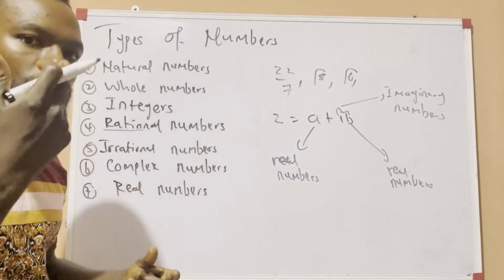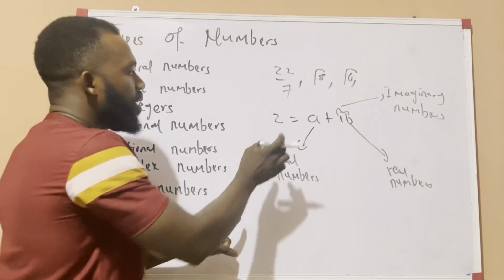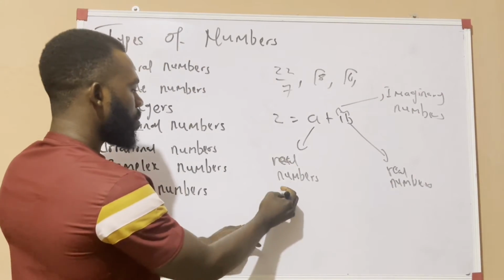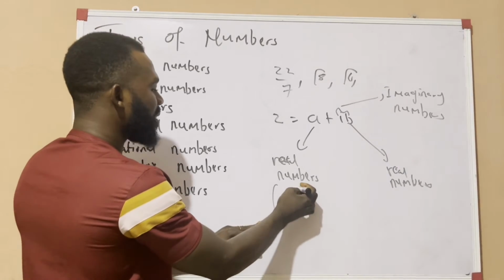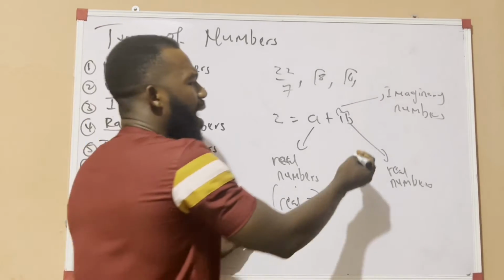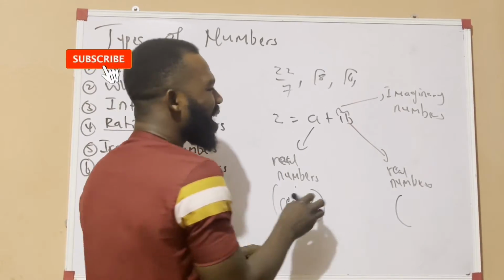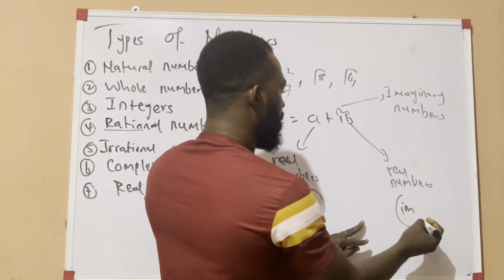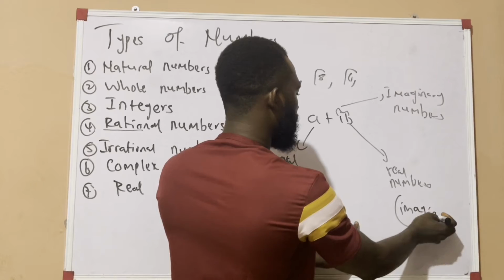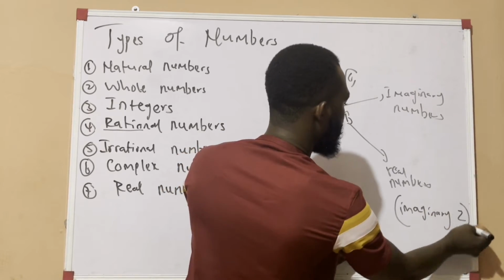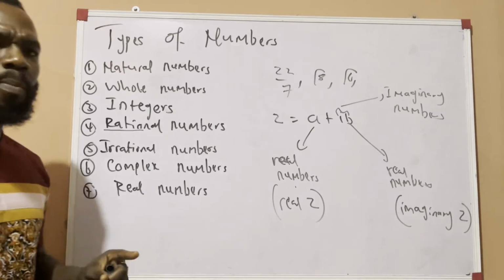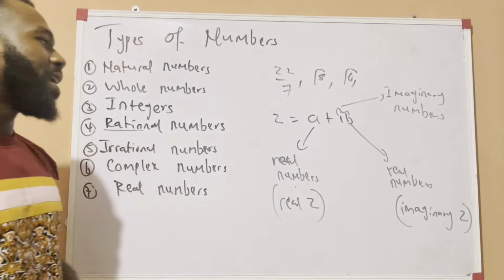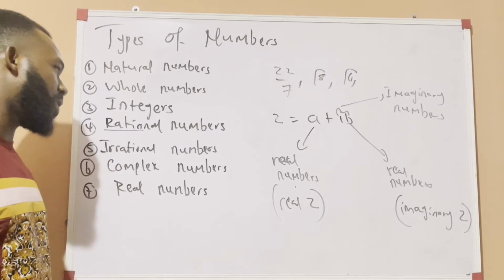An imaginary number. So now, for instance, the a part of it is referred to as the real z, and the b part of it is referred to as the imaginary, because of the i, the imaginary z. So this is how complex numbers look like. The combination or the sum of a real number and an imaginary number together, that is a complex number.